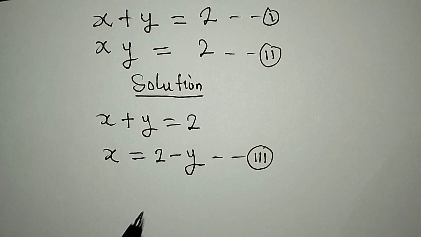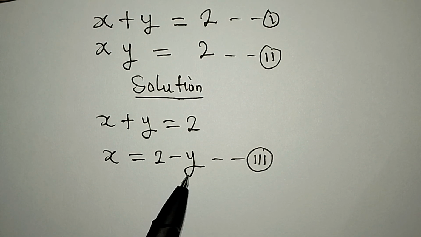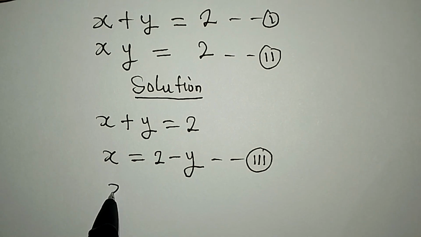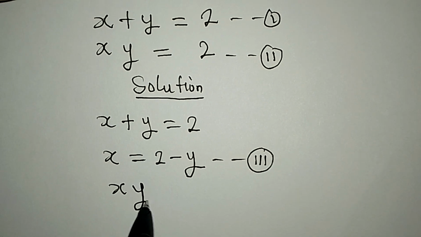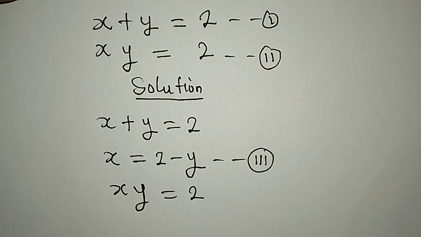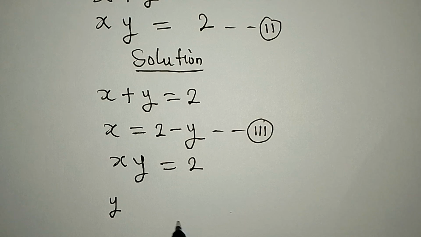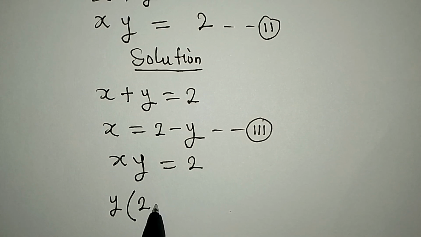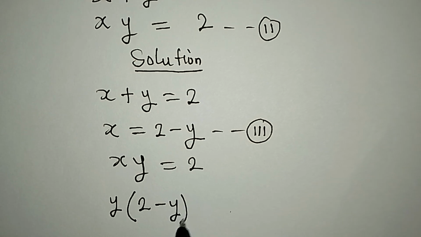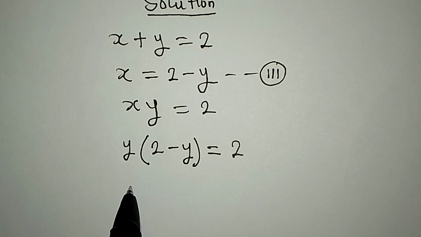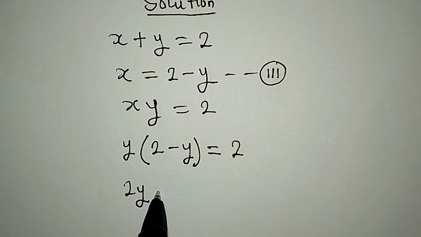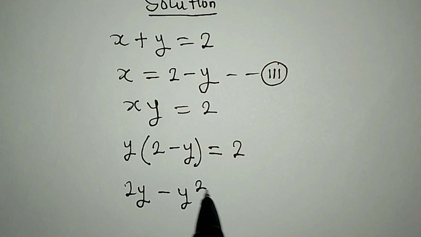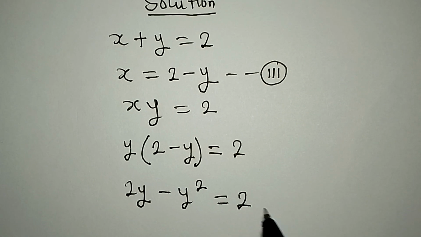Then, since equation 1 gave us equation 3, let's put equation 3 into equation 2, which is xy equals 2. In place of x, I'm going to write, let me write y first, then in place of x, 2 minus y, and this will be equal to 2. Now, open the bracket and we get 2y minus y squared equal to 2.